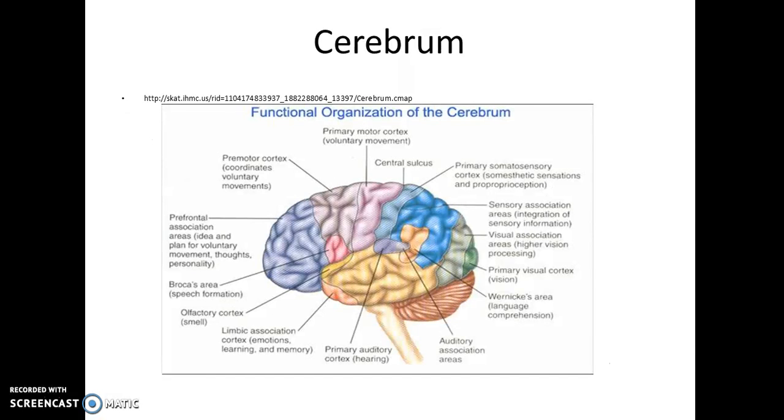And there's another picture of the brain, all the things that it does. We have the premotor cortex here, the primary motor cortex there. Prefrontal, Broca's area allows you to speak, olfactory, smell, limbic. Talked about those before, the hippocampus and the amygdala.